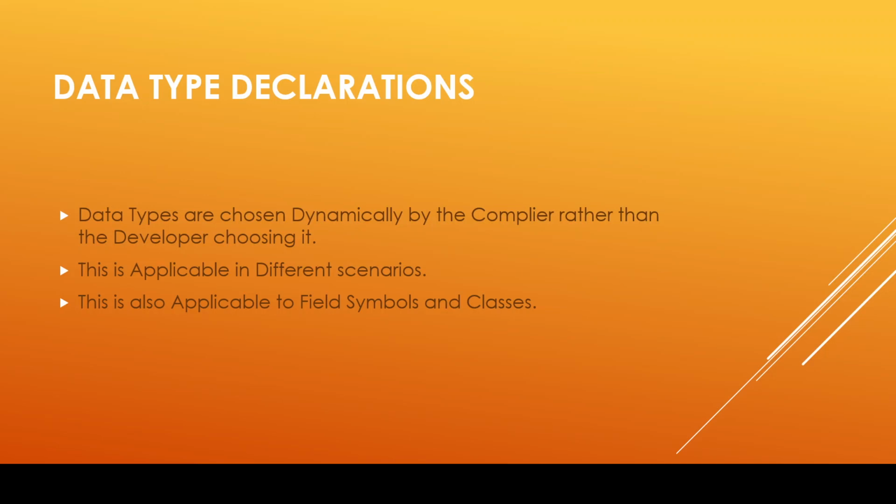The best part of data type declarations is that the data types are chosen dynamically by the compiler rather than the developer choosing or assigning them. You can see this in multiple scenarios. And this doesn't stop there. It is also applicable for field symbols and classes, which you will understand better when we get into the real-time examples.